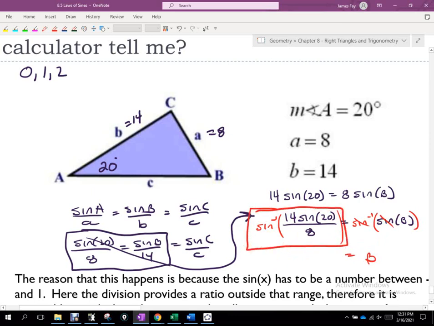I don't want to rewrite it. Now, here's the thing. Remember, we can type this in our calculator, and it'll validate what our calculator tells us. Sine of 20 is less than a half. It's probably around 0.3-ish, 0.4-ish. But whatever. So that number times 14, and then divided by 8. So when I evaluate this, let's just see what the number equates to real quick.